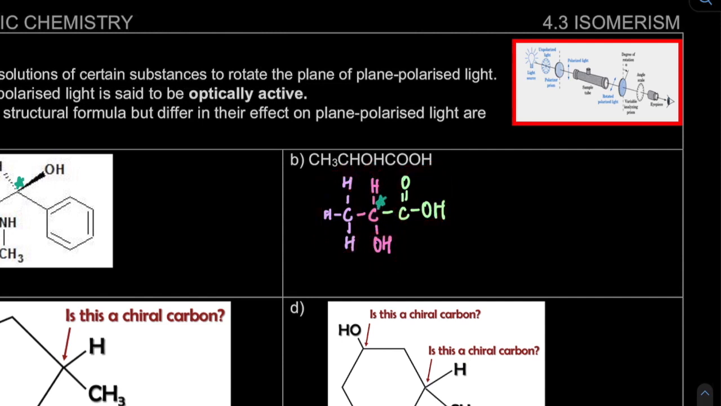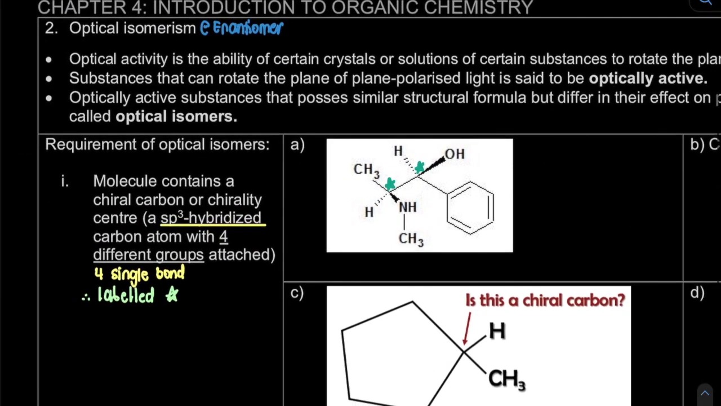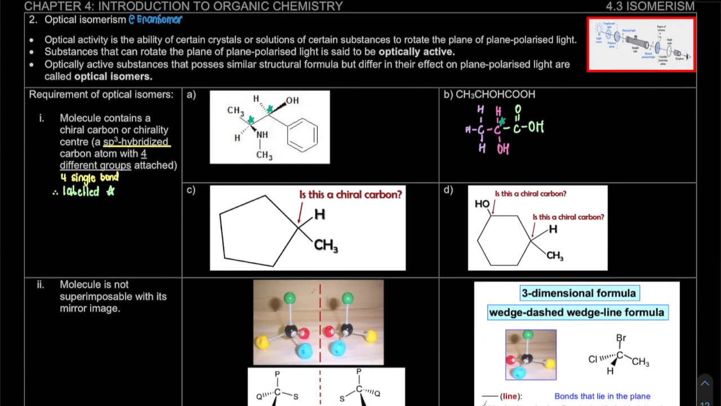Okay, next is our COOH. But here what it has is actually 2 single bonds and 1 double bond. What we want is an sp3 hybridized carbon atom, which has 4 single bonds with 4 different groups attached. So for this case, this is actually our chiral carbon. So for a given compound, what you're going to do is check each of the carbon itself.